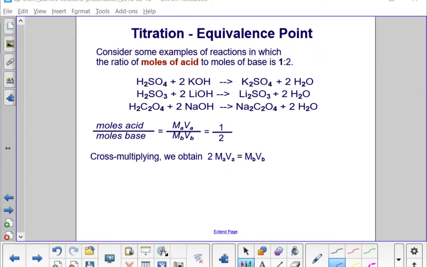What if we have a ratio of moles of acid to moles of base that is 1:2? So this happens for our diprotic acids. And so you can see for each of the acids here, we have a coefficient of 1. And for each of these strong bases, we have a coefficient of 2. Setting up the same stoichiometric ratio, moles of acid 1 to moles of base 2, equal to our MAVA moles of acid over MBVB moles of base, we get 2 MAVA equals MBVB.